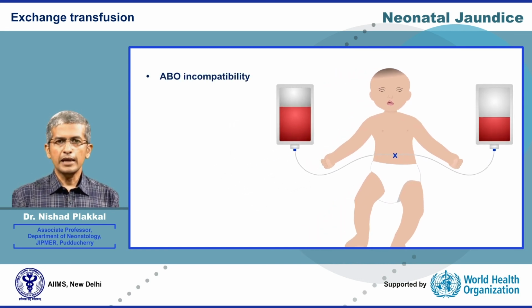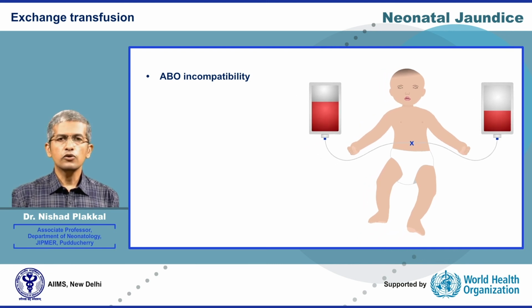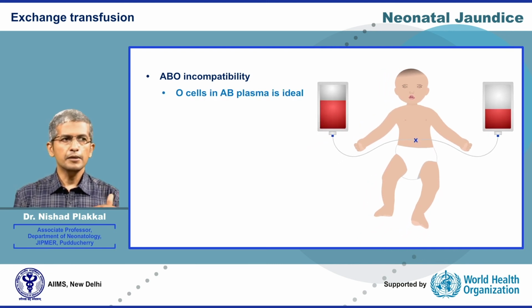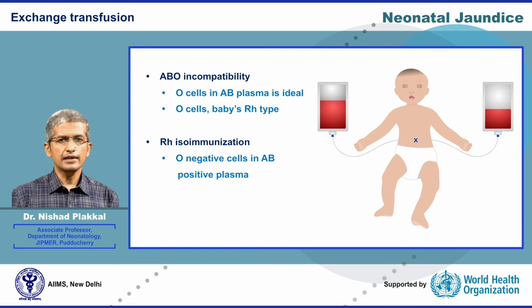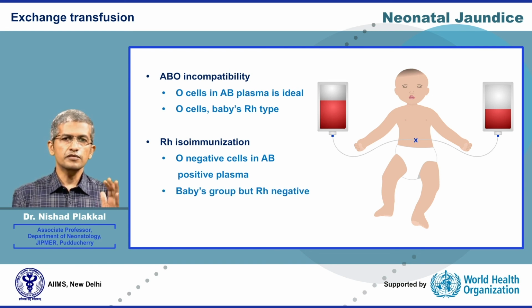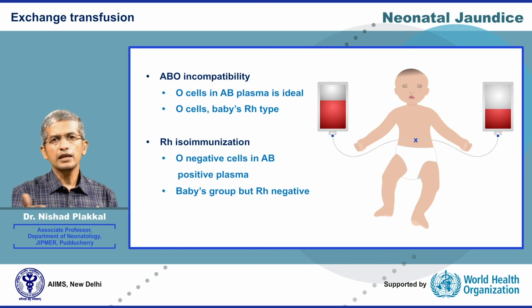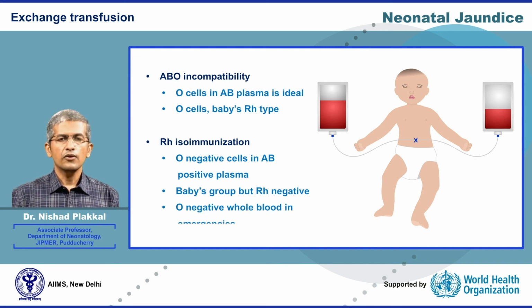For ABO incompatibility, in general, we use O group cells suspended in AB plasma. If whole blood is used, then we usually use O group blood of the baby's RH type. In RH incompatibility, on the other hand, we use O negative cells in AB positive plasma. The RBCs can also be of the baby's blood type, but should be RH negative. O negative whole blood also can be used, but we usually use it in emergencies.